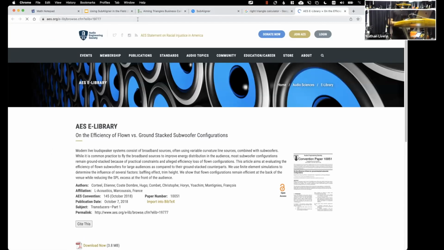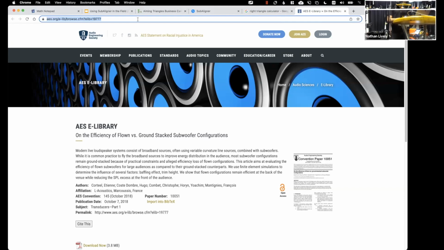So here's a link to another paper. And what this paper basically explains is that with enough distance, having subwoofers on the ground or having subwoofers in the air is just as efficient. You get 6 dB of summation if they're in the air, as long as you're farther than 5 times the height.